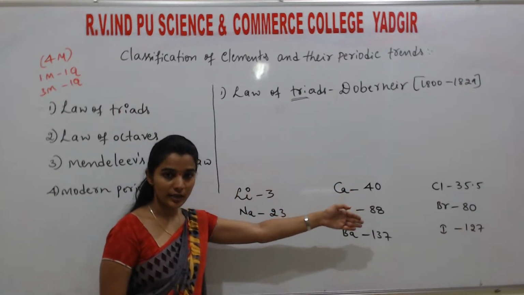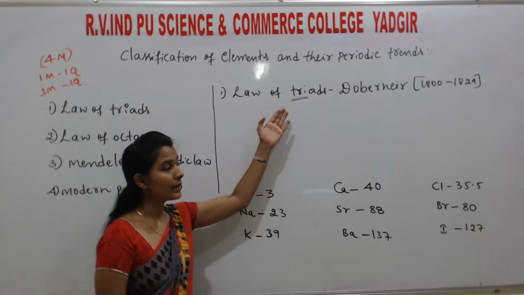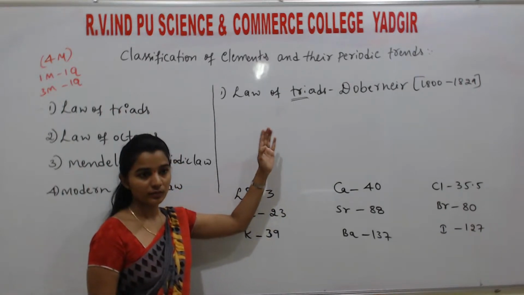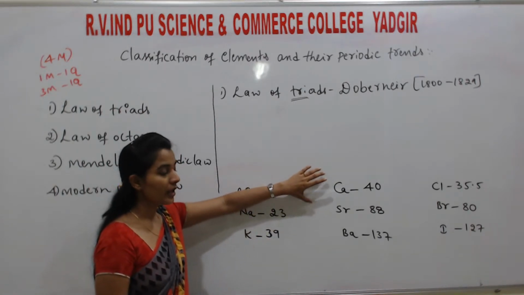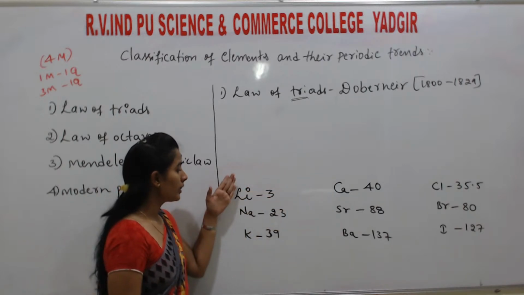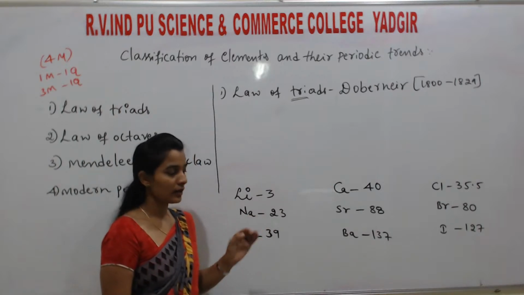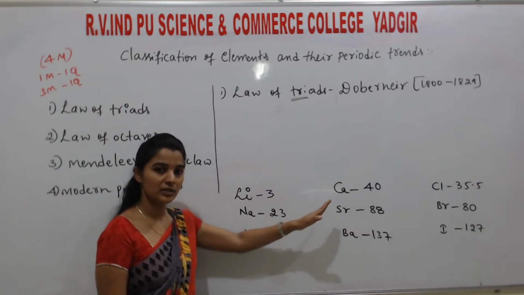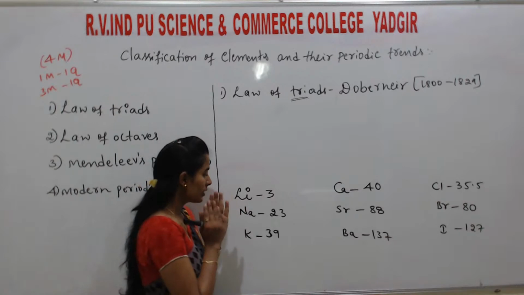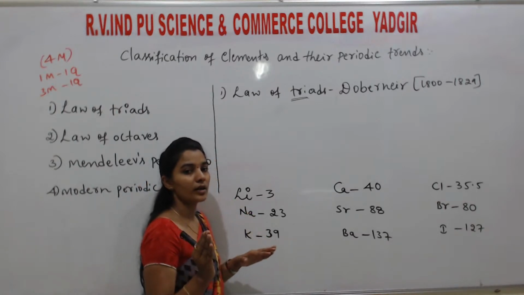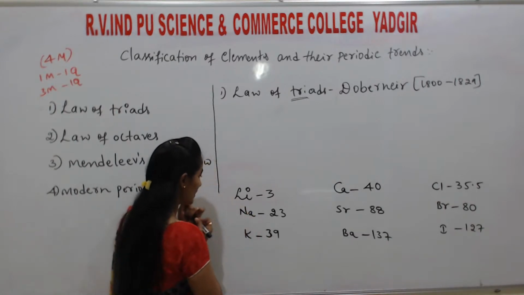Three sets means 9 elements. At this time, how many elements were known? 31 elements. Understand? In that, he explained only 9 elements, meaning 3 sets of 3 elements, total 9 elements. So listen, what is this law of triads? So this is one set.